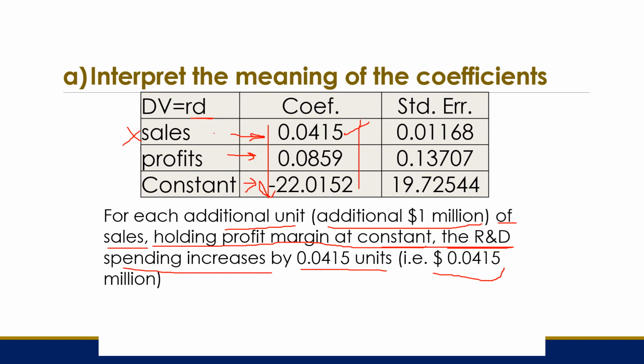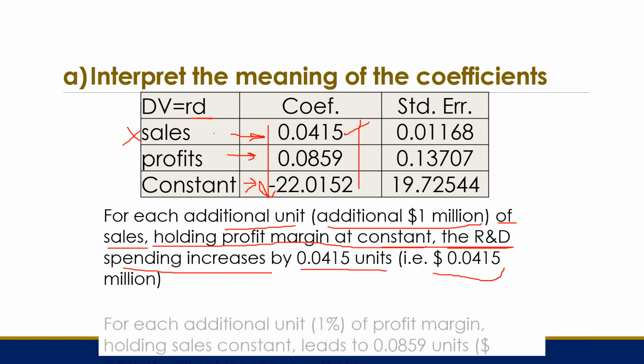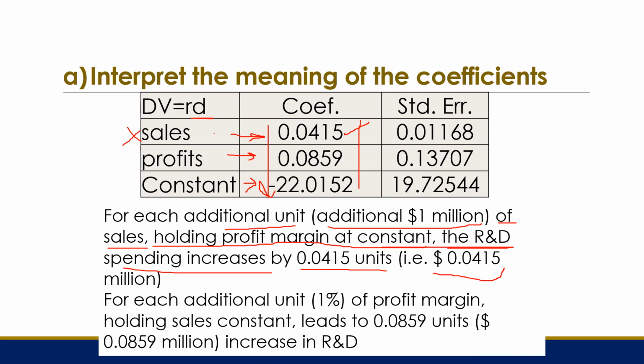And then you can get the coefficient for the profit, and it means that for each additional unit of profit margin, which is expressed as a percentage, if you increase profit margin by 1%, holding sales constant, then your research and development expenditure will increase by $0.0859 million.